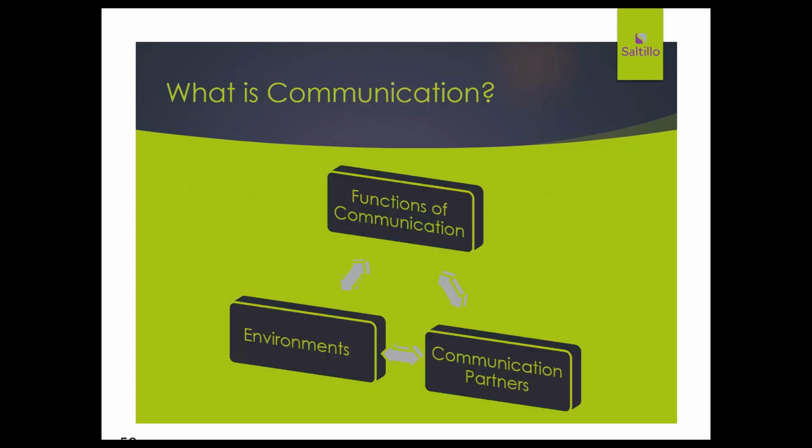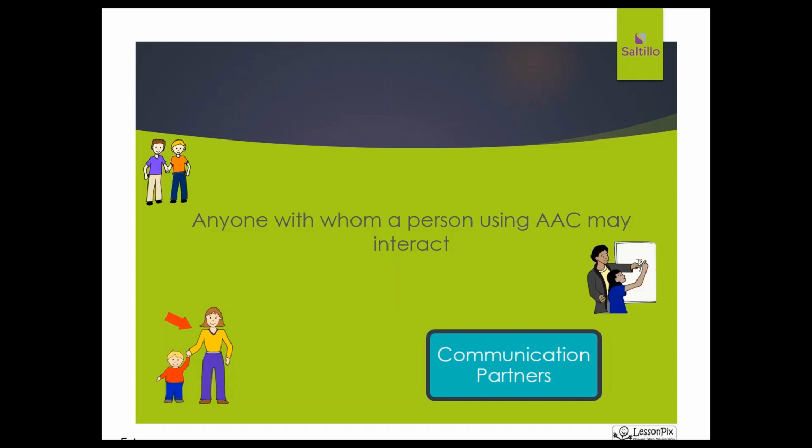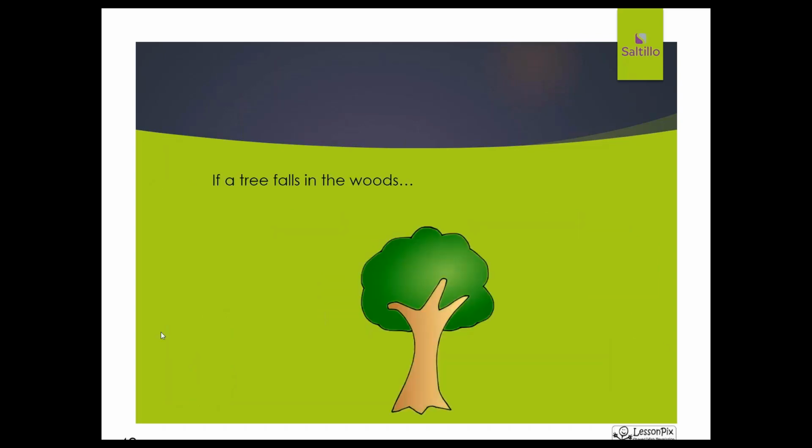So, all right, we kind of go back to what is communication. We've already talked about functions of communication. We've talked about environments. So next we're going to talk about what I think to be maybe the most important and a really large role: the communication partners. When I'm talking about a communication partner, I'm talking about anyone with whom a person using AAC may interact. That's really all of you as you're here, which is awesome. So parents and family members, teachers and aides, peers, different therapists, healthcare workers, community members, all that good stuff.